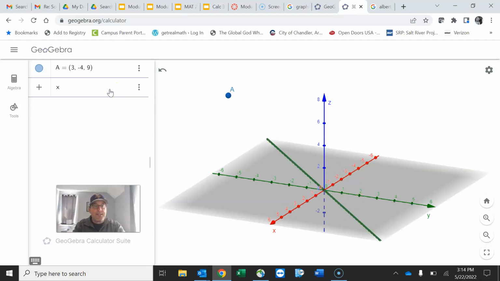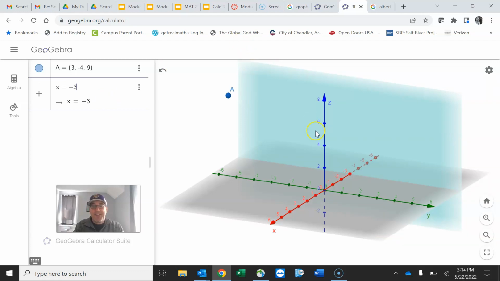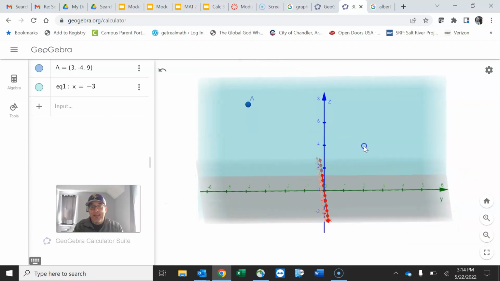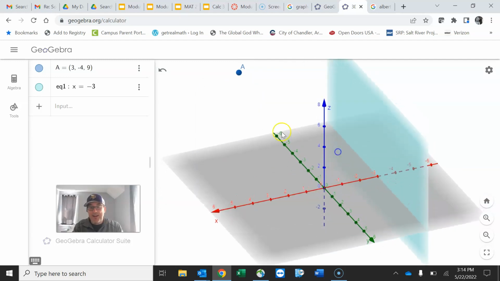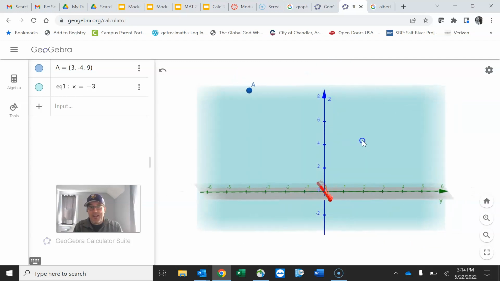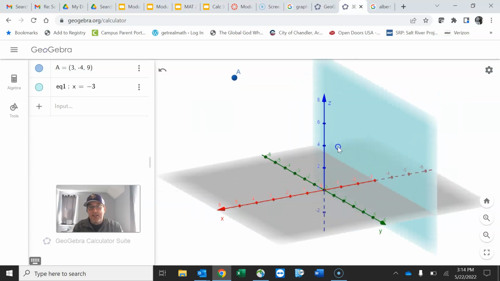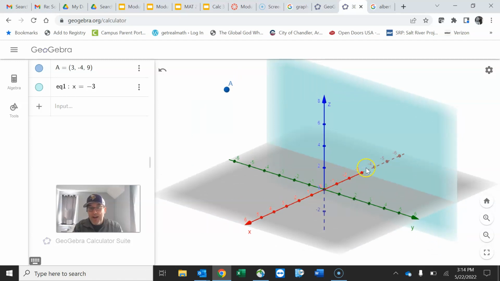So what would x equals -3 look like on this graph? There it is. It's a vertical plane where x is always -3, but y can take on any value, z can take on any value, but x is always -3. So we get this, we just call it a wall back here at x equals -3.